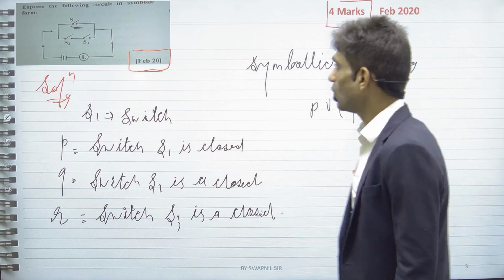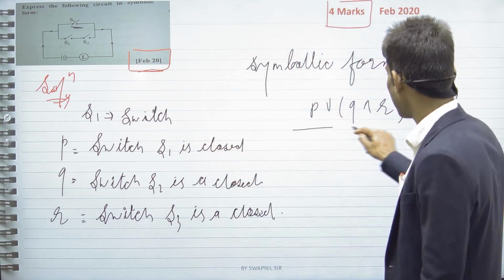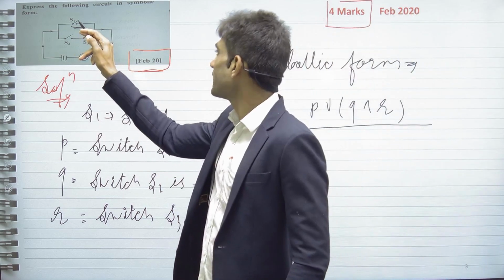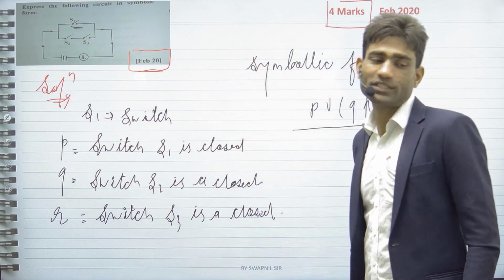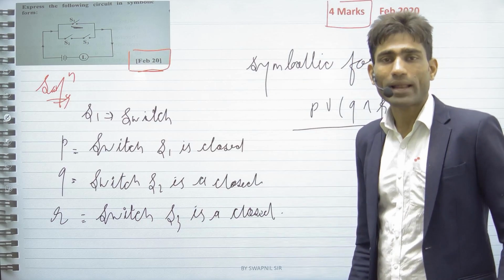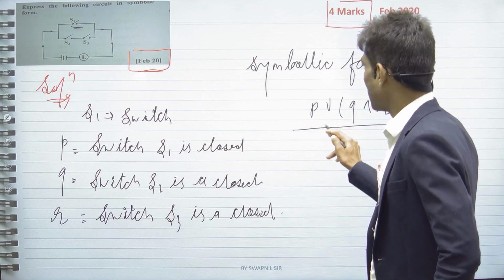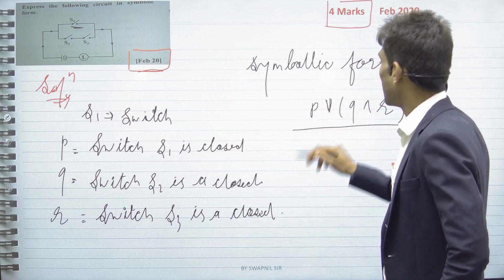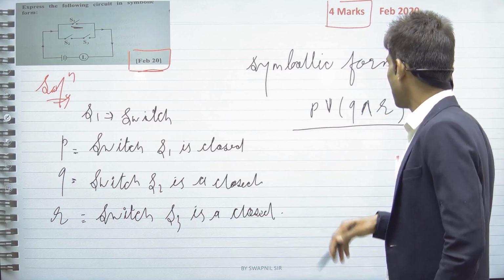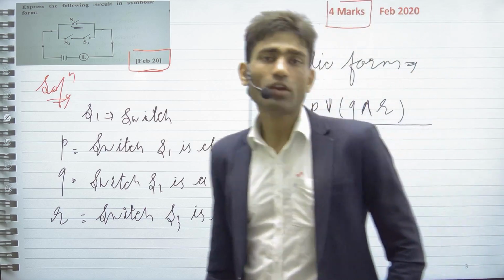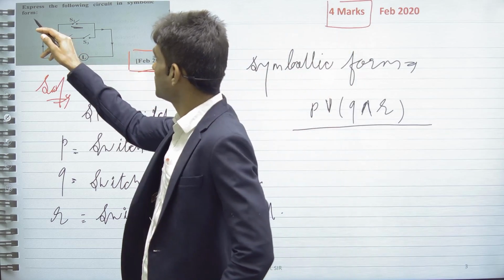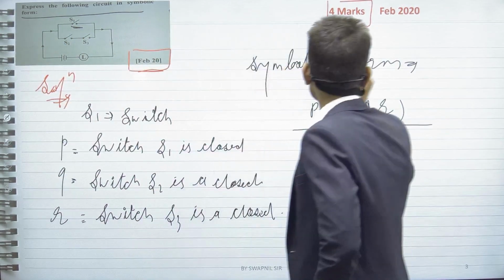See how easy the solution is. We just have to define the symbolic form from our logical expression. S1, S2, S3 are three different statements. Two of them are in series and two of them are in parallel form. A parallel form is defined as 'or', that means a disjunction, and a series connection is defined as conjunction, or 'and'. I'm expecting that you all have understood this. This is a very easy question which was asked in the February 2020 board exam.